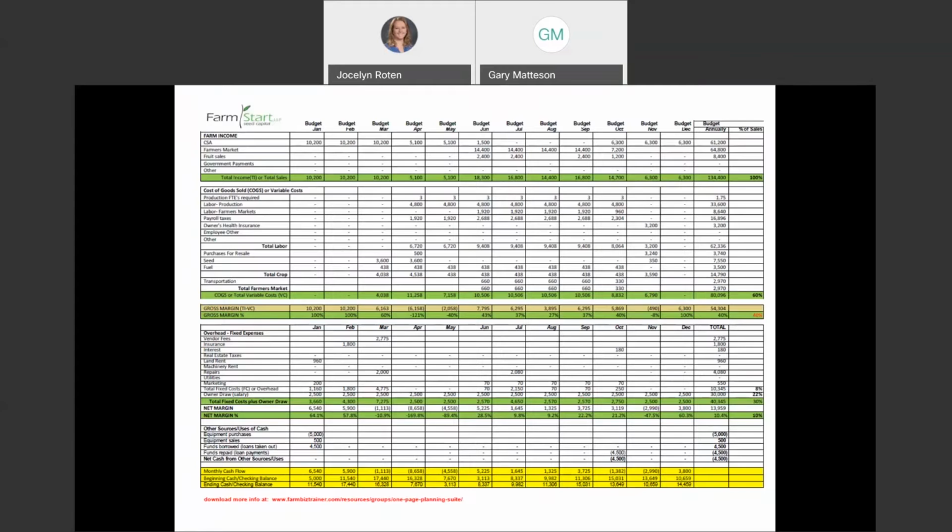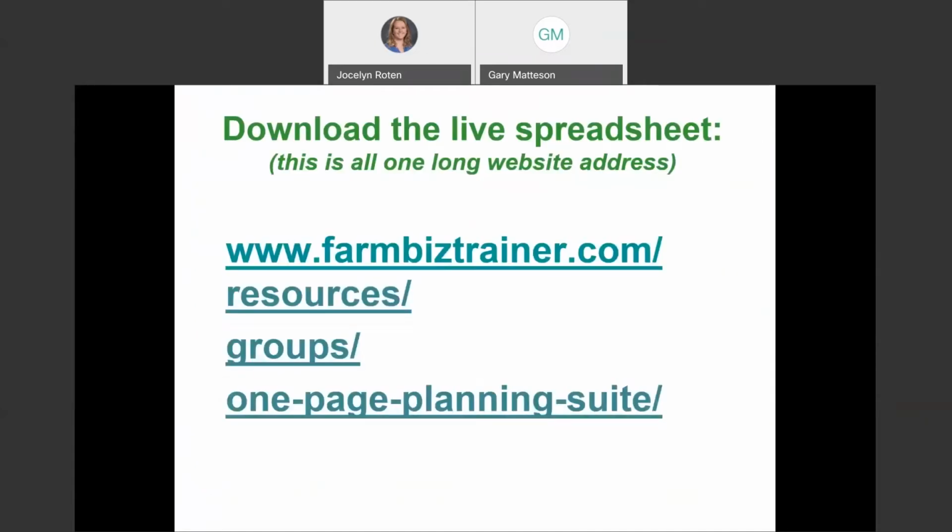Somebody that you can look to help you figure out how to fill out a cash flow budget like this would certainly be someone else who's already in this sort of business, your cooperative extension agent in your county, or even a loan officer. And as you consider developing a budget, you can download that exact cash flow budget from the farmbiztrainer.com website. And on the website, there are also budgets for pastured pork and grass-fed beef.